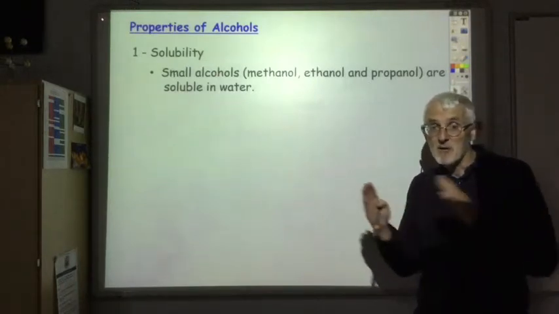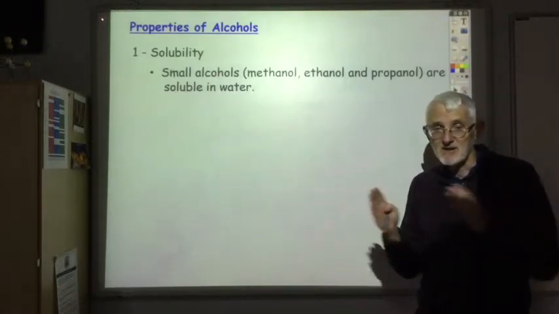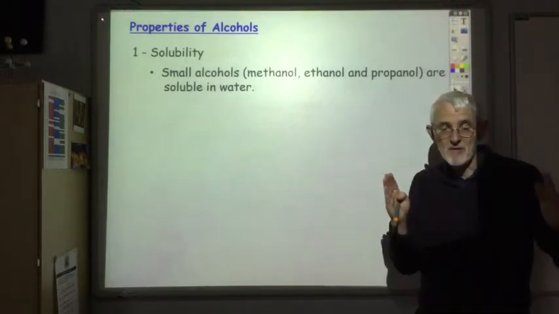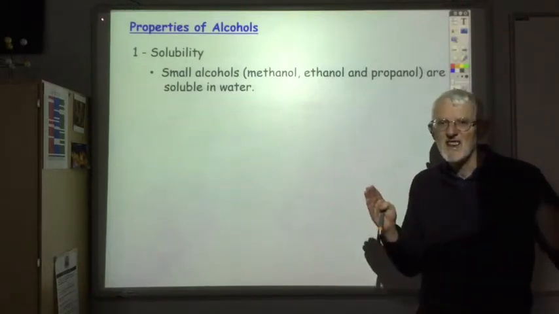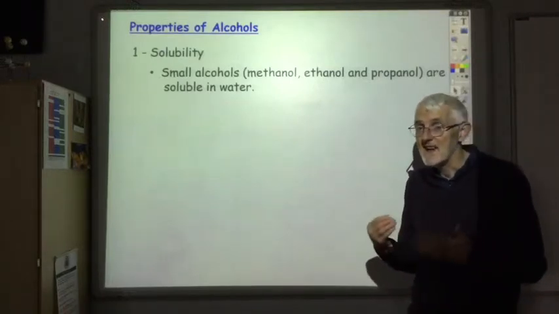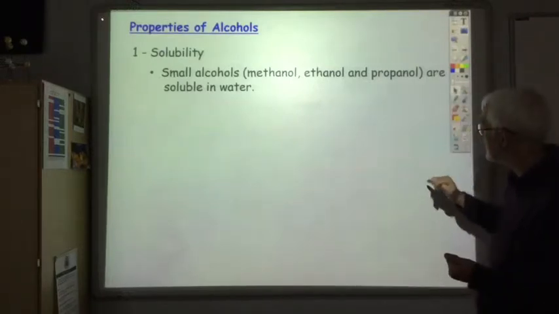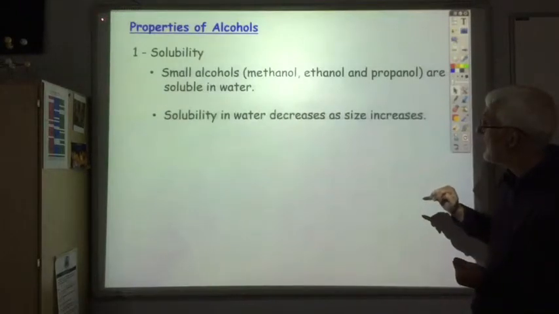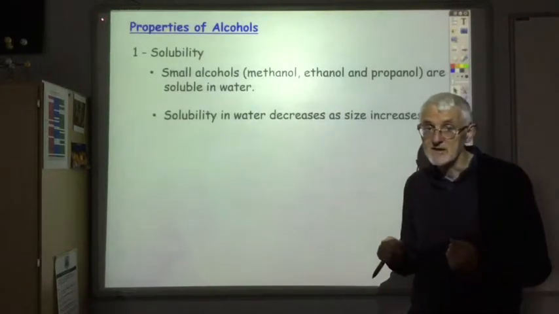But as the alcohol gets bigger, you're just increasing that hydrocarbon part of the chain, just more CHs, and it gets less and less in common with water. And so as the size of the alcohol increases, the solubility in water decreases.